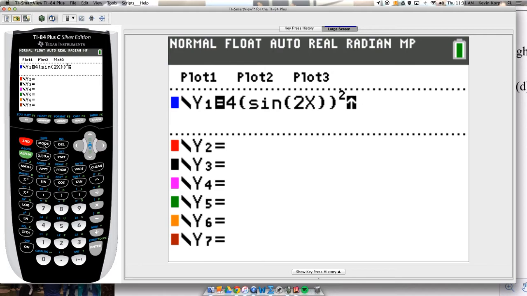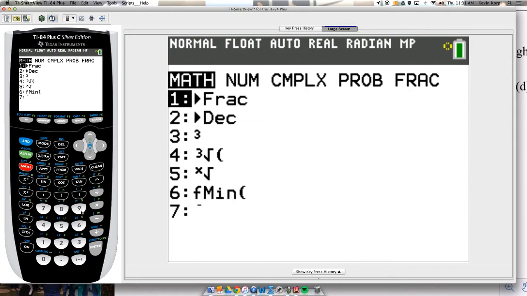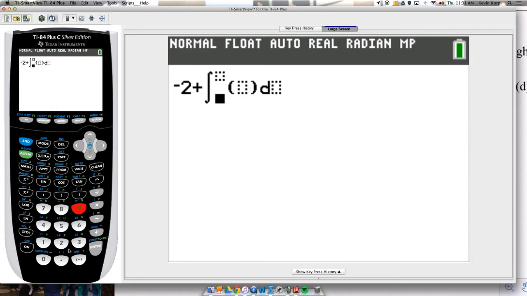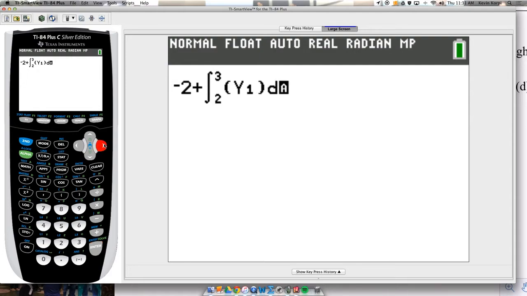And now you can go to the home screen if you want. And then your template, you can almost just type it in once and then recall it. -2 plus math 9. And the lower bound is 2. The upper bound is 3. And again, you can recall y1 by hitting alpha trace. Or vars, y vars, function, enter. Make sure you're pulling up the right equation. If you have your equation in y2, make sure you select y2.